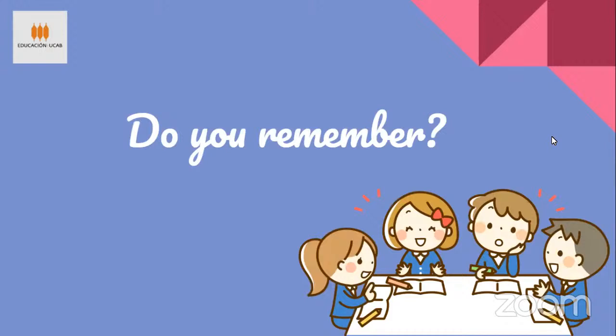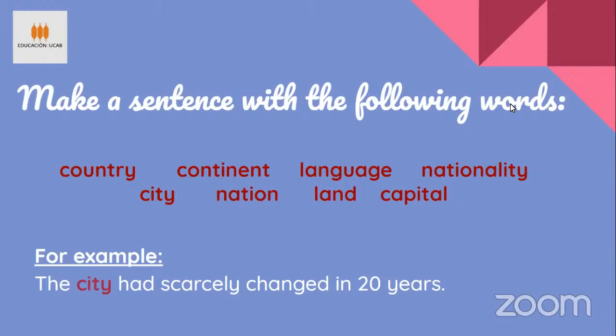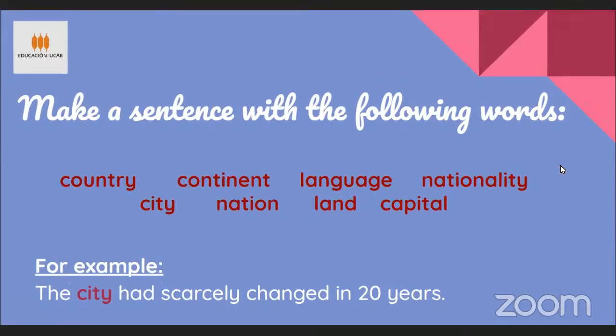Now we are going to do a little review about what we saw last class. Okay, guys. Last week we saw the different countries that speak English. So today we are going to make a sentence with the following words: country, city, continent, nation, language, land, capital, and nationality, okay? So here we have a little example: the city had scarcely changed in 20 years. This is an example.